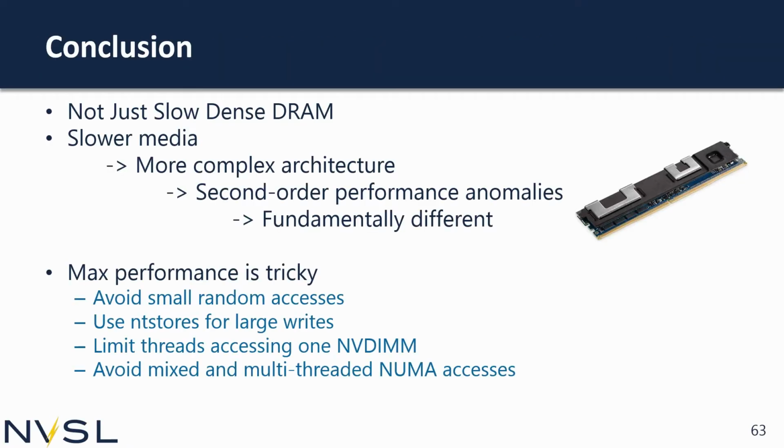All right. So to conclude, I'd like to hopefully have convinced you that Optane DIMMs aren't just slow, dense DRAM. There is slower media, which leads to a more complex architecture. We get these second-order performance anomalies, and it really is fundamentally different. And we should be aware of these constraints when we're optimizing code for these devices. Maximum performance is tricky. You need to avoid small random accesses, use non-temporal stores for large writes, limit the number of threads accessing one NVDIMM, and avoid mixed and multi-thread NUMA accesses.